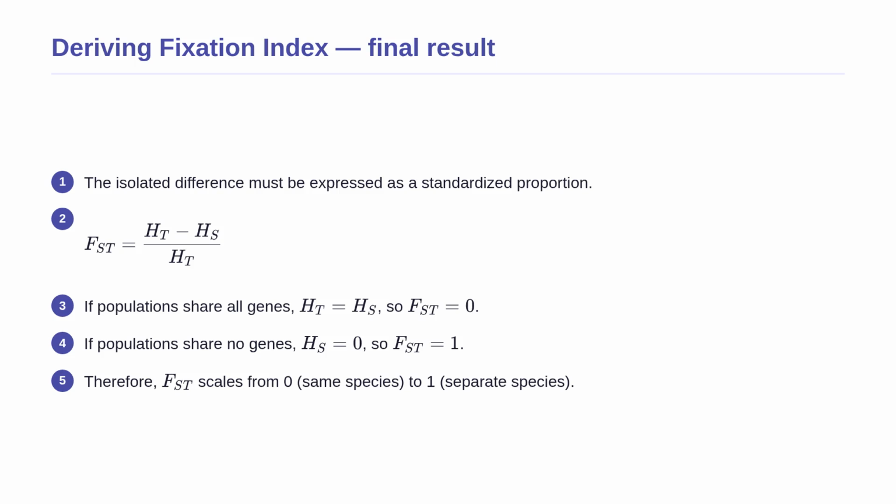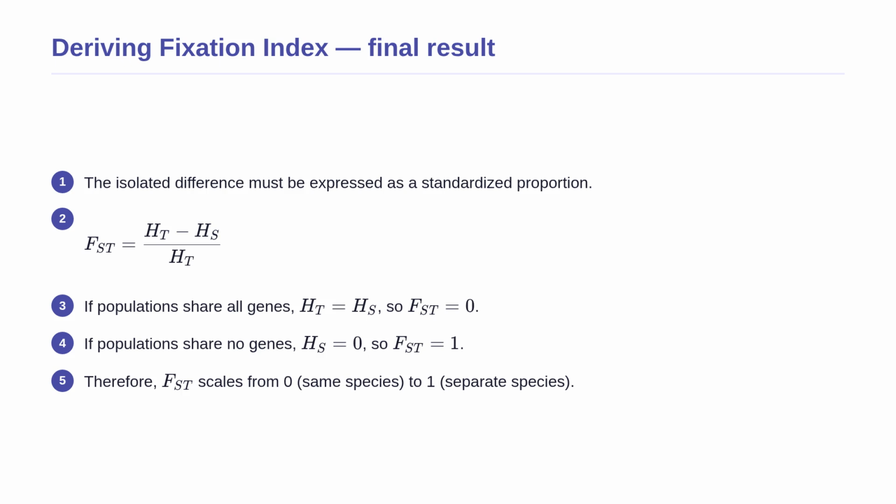This brings us to the final step of our derivation. Why do we divide that difference by HT? We do this to create a standardized ratio, or proportion. By dividing the locked-away diversity by the total possible diversity, we get a number between 0 and 1. Let us think about the extremes.